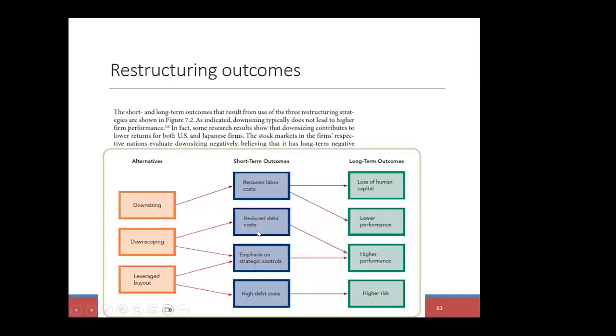Downscoping is good because it reduces debt and helps us focus on our core business. Leverage buyout has higher risk and higher debt cost. You may need to take a lot of debt to buy a firm, to buy all the shares of the firm, right?